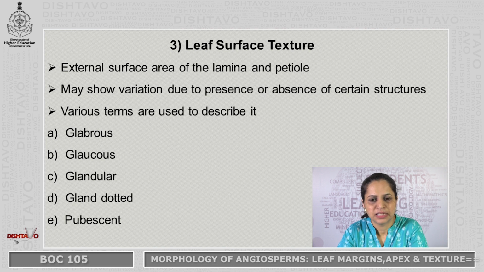The last topic is leaf surface texture. As I mentioned earlier, leaf surface texture refers to the external surface area of the leaf lamina and the petiole. Now this external surface area may show variation due to the presence or absence of certain structures such as hair, glands, etc. Based on the presence or absence of these structures, various terms are used to describe it. For example, the leaf may be termed as glabrous, glaucous, glandular, gland-dotted and pubescent.